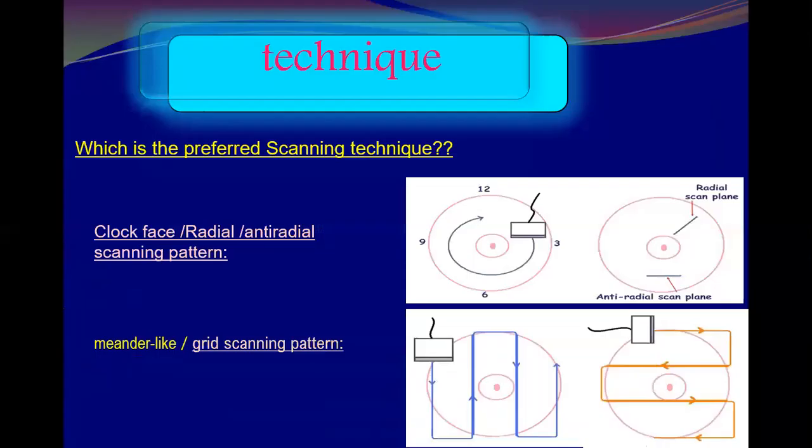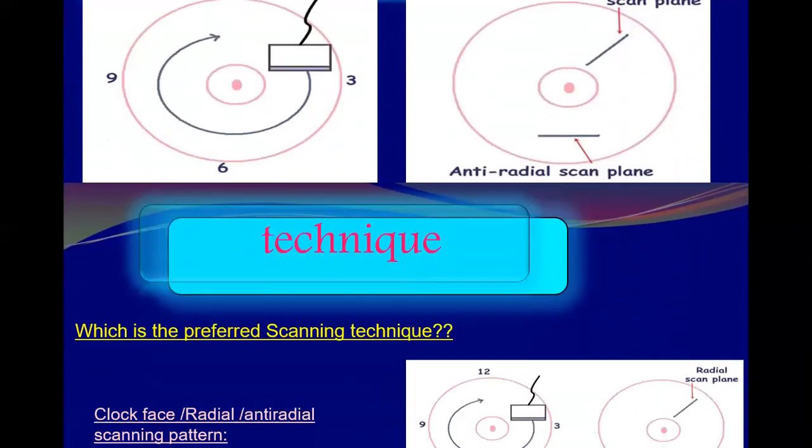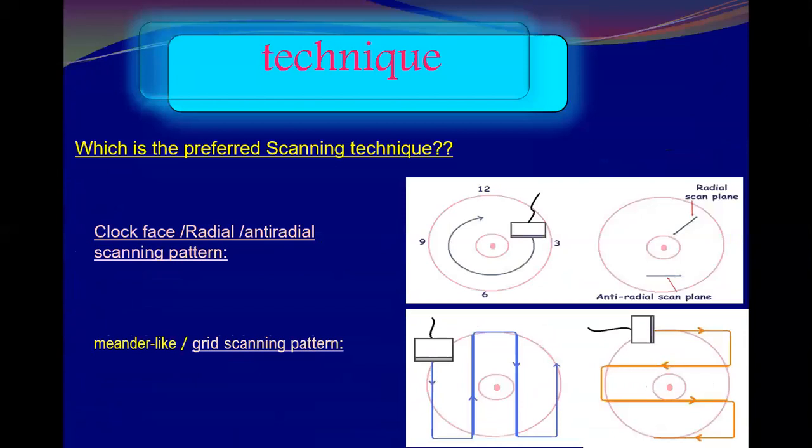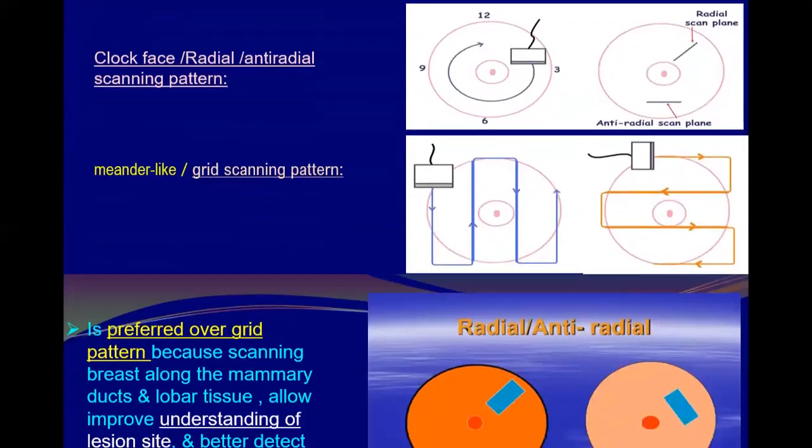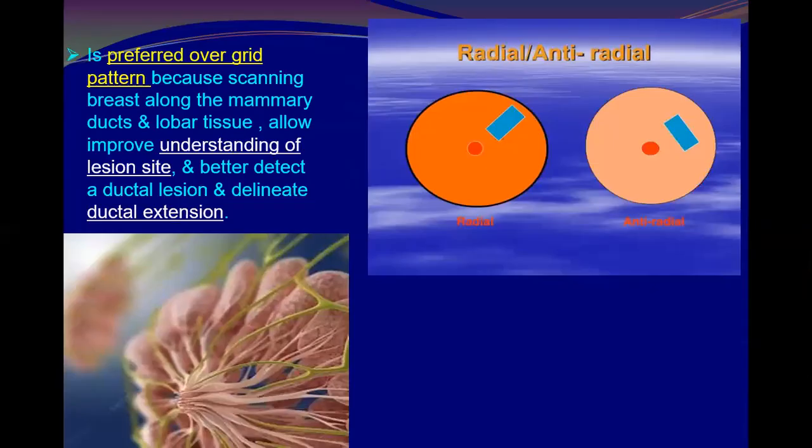Which one is good? Which one is preferred? The clock face, radial and anti-radial, or the Minder technique? Which one is preferred? Okay, let us see together.